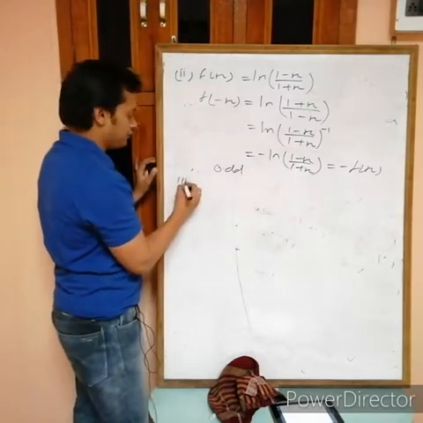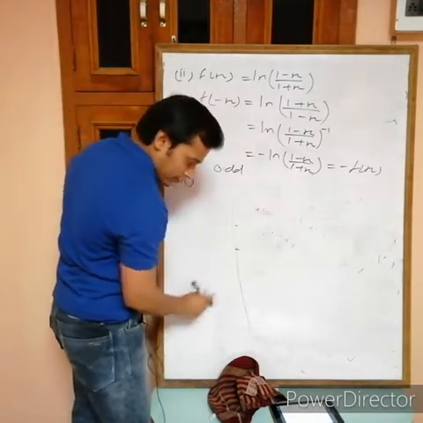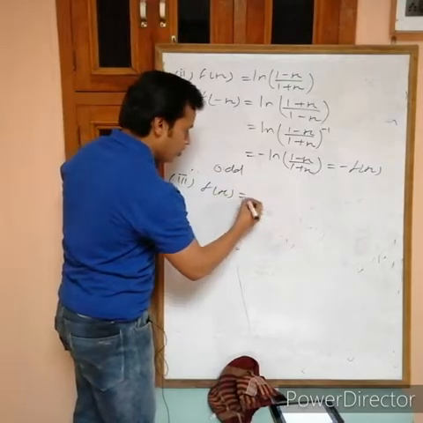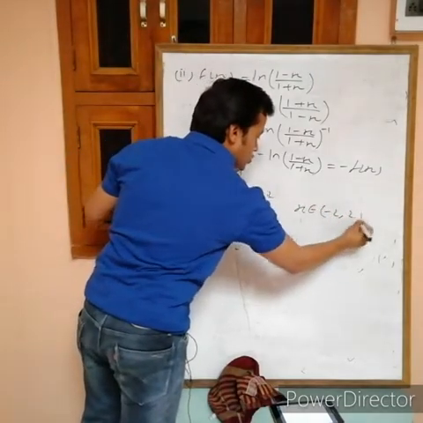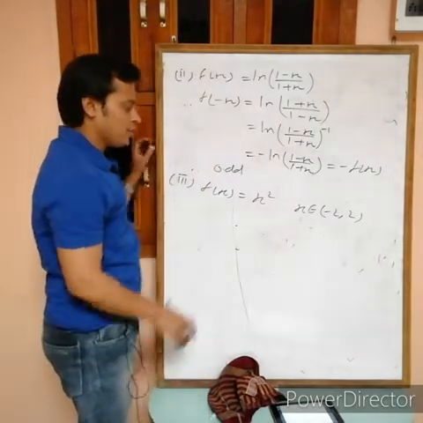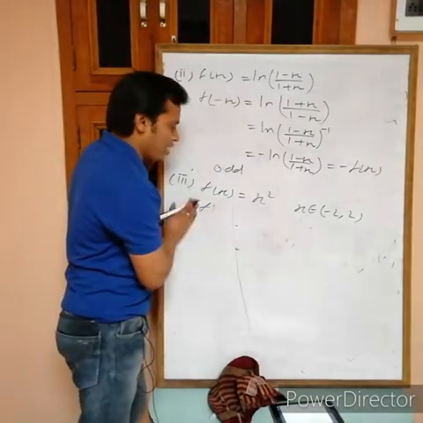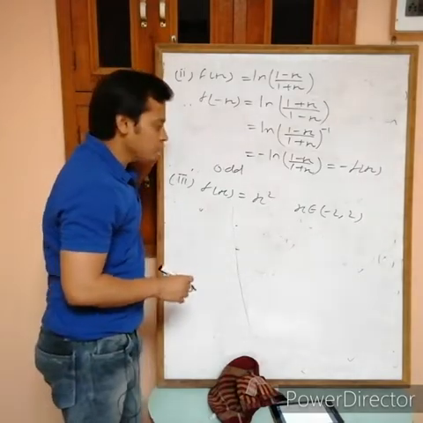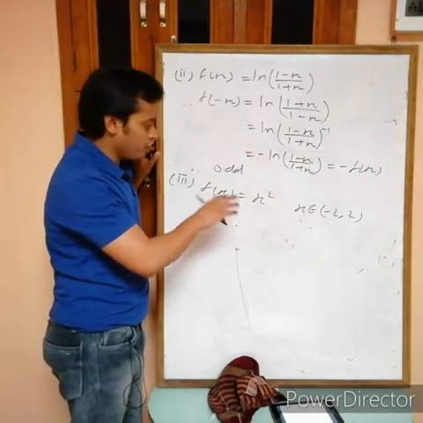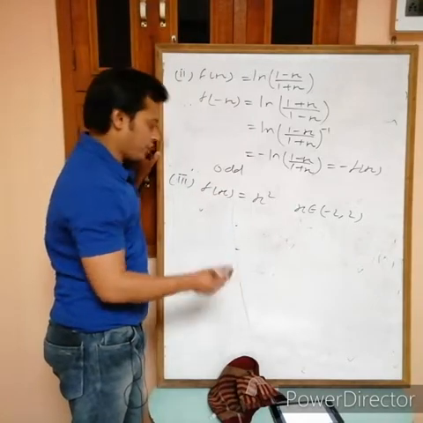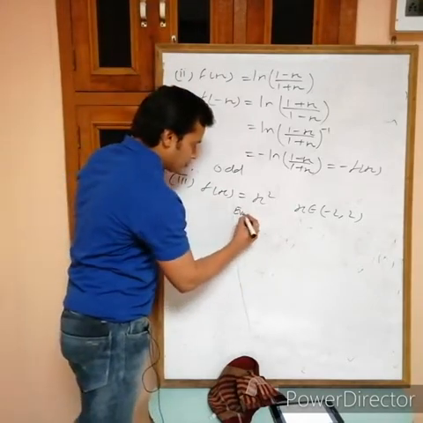Okay, third one. Third one is f(x) equals x square, x belongs to (minus 2, 2). Now this one is even. For every x belongs to (minus 2, 2), we have f(minus x) equals f(x). This one is an even function.